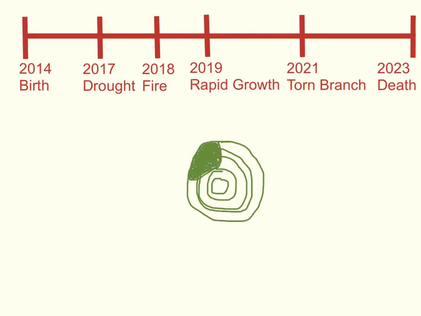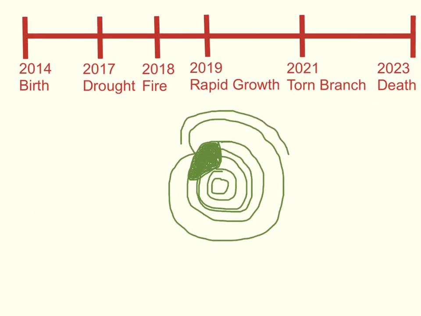In 2019, there was rapid growth. We also have to remember that after our fire, we need to make a scab to heal up our fire. So we're going to start our ring where the fire was. And remember that we have rapid growth, so we have a really wide ring because our tree did really well that following year. There's nothing major in 2020, so we're going to draw a normal ring, but also remember that we still have our scab going on in the vicinity of the fire.